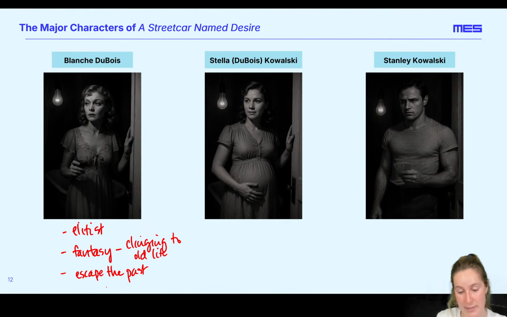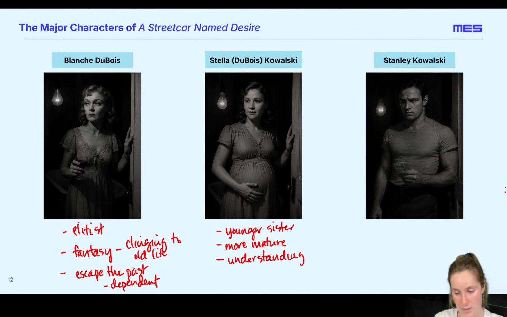And she is extremely dependent in many ways on alcohol, in terms of financially, on men, on others to validate her, etc. We have Stella as well. Stella, who is the younger sister, but seemingly the more mature one. And she's much more understanding than Blanche. She tries to justify Blanche's behavior to Stanley and Stanley's behavior to Blanche. She's kind of this peacekeeper between.